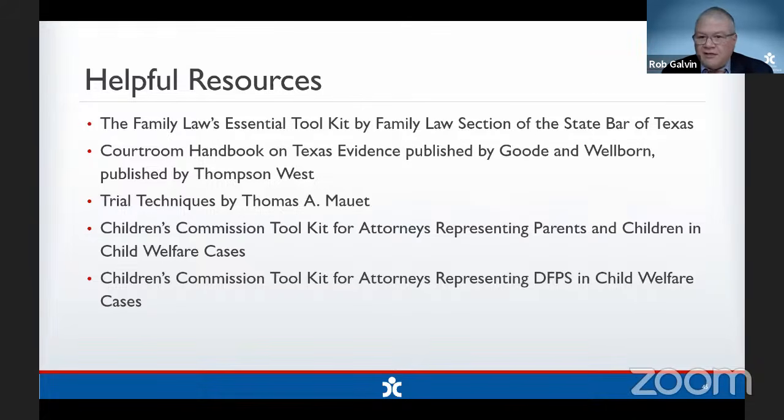Really, at the end of the day is preparation, preparation, preparation. You know, Broadus Spivey had a sign over his desk that said, more important than the will to win is the will to prepare to win. So just prepare.